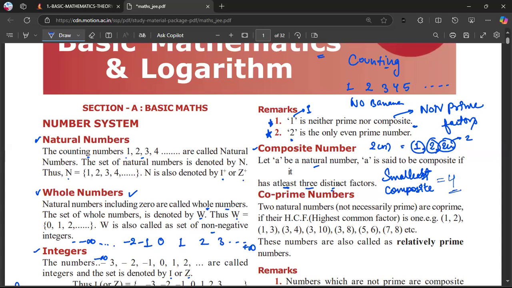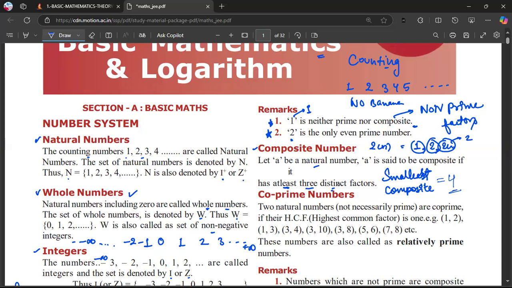This kind of question can be asked as short or statement type questions. One is neither a prime nor a composite. Non-prime numbers are composite numbers except one. We have seen the case of one, right? And 4 is the smallest composite number, and 2 is the only even prime number. These are some special things.